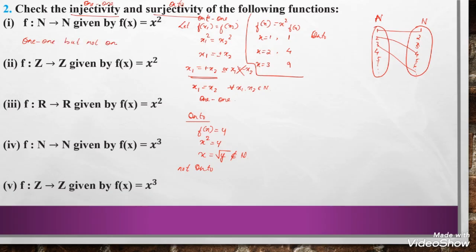but not onto. Okay. Now, similarly, check for the second condition. The function f from Z to Z given by f of x is equal to x square. The function is the same, but the domain and codomain are changed here. Just replace natural numbers to natural numbers by integers to integers. Okay, I will write here.